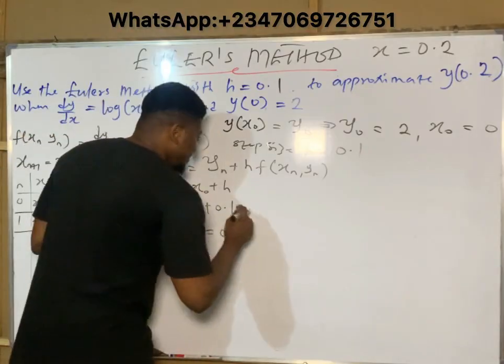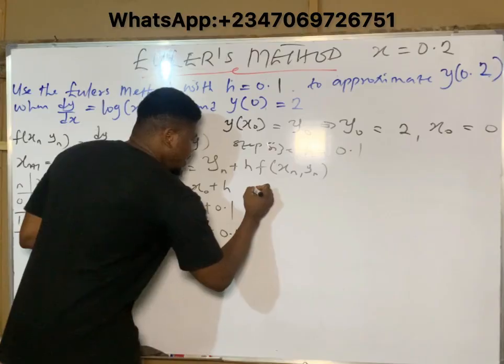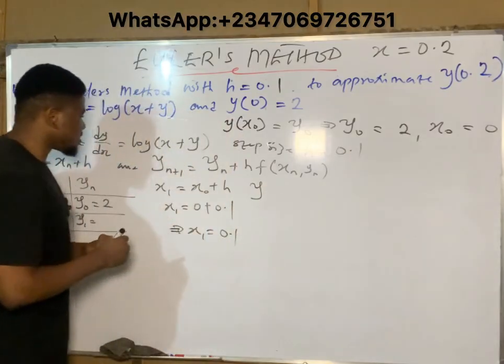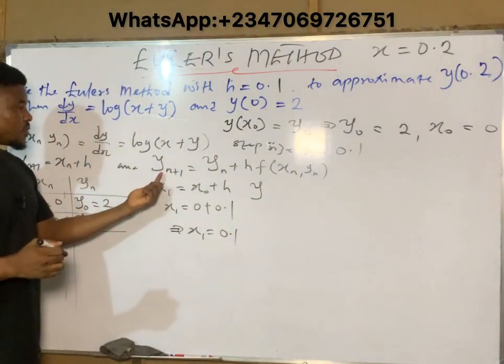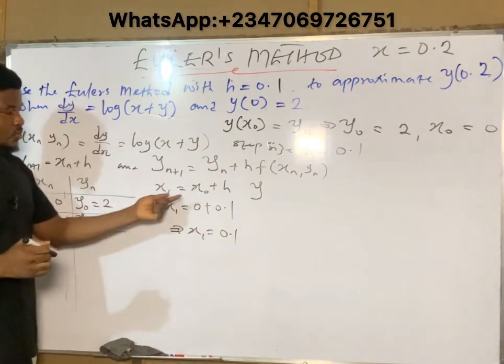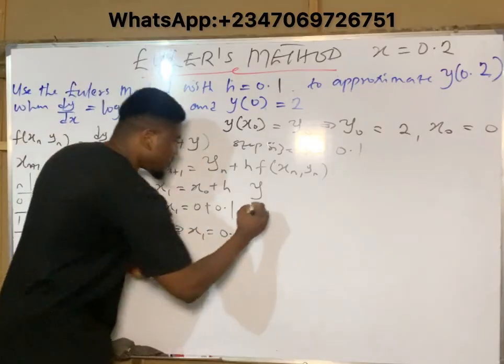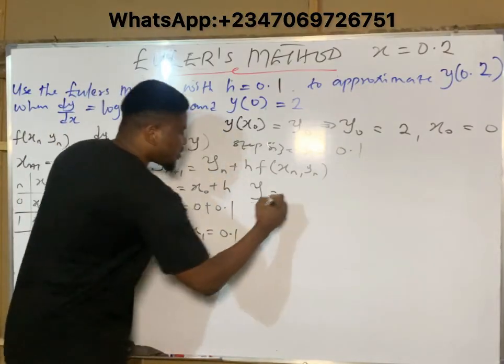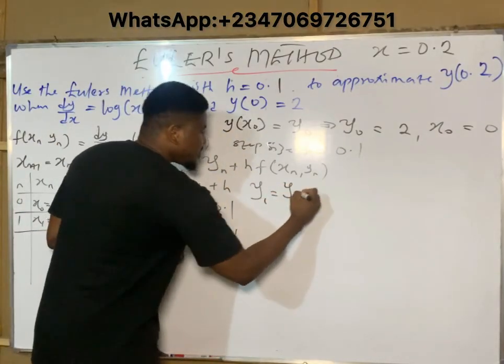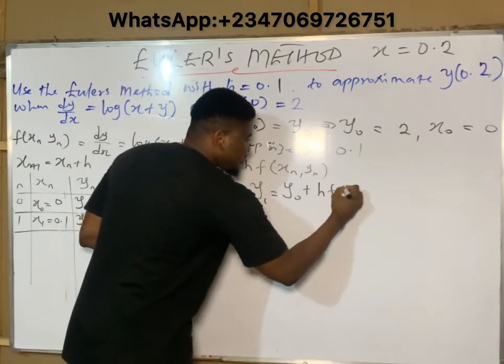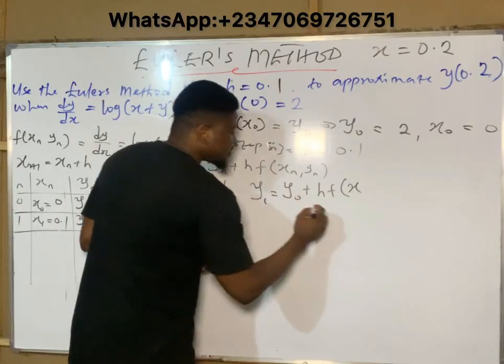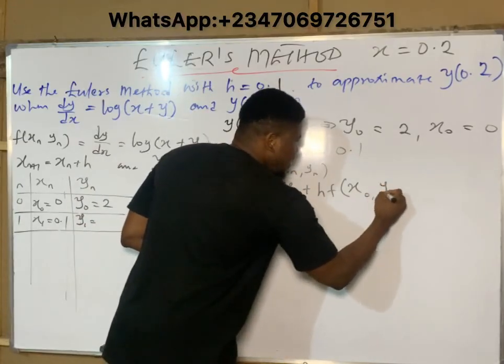Now, to get y1, we also use the same equation, considering when n is equal to 0. So yn plus 1 becomes y0 plus 1, which gives us y1. So y1 equals yn, which is y0, plus h times the function at x0, y0.